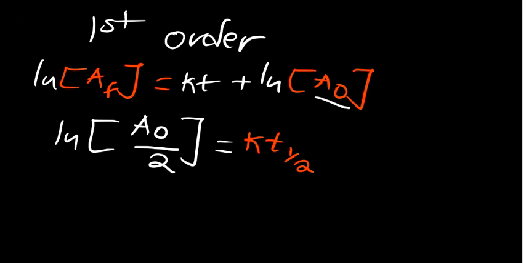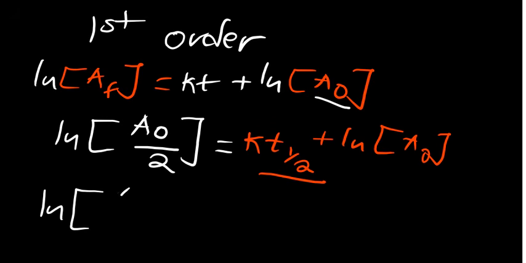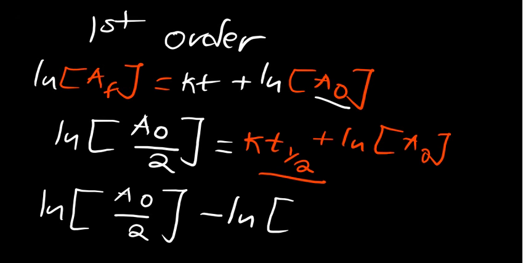Then we have plus natural log of what? A initial. Okay, so our goal is to make this the subject. So we can collect the like terms. So we have natural log of A initial over 2 minus natural log of A initial. It's being equal to K multiplied by the time representing the half-life.